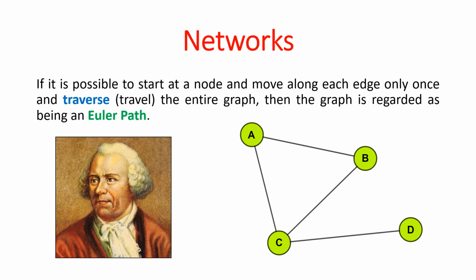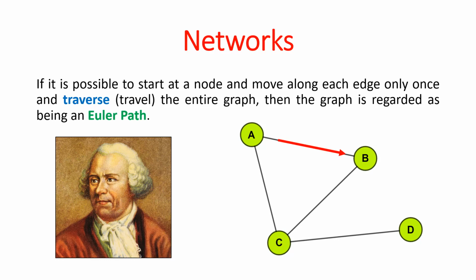If it's possible to start at a node and move along each edge only once and traverse, which means to travel the entire network or the entire graph, then the graph is regarded as being an Euler path. Let's show you what I mean.